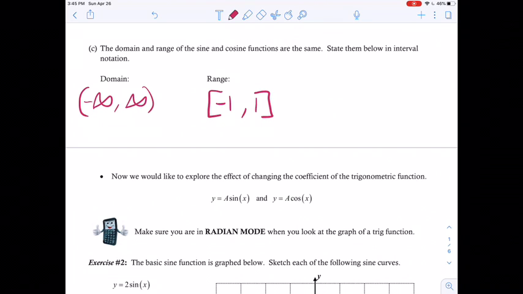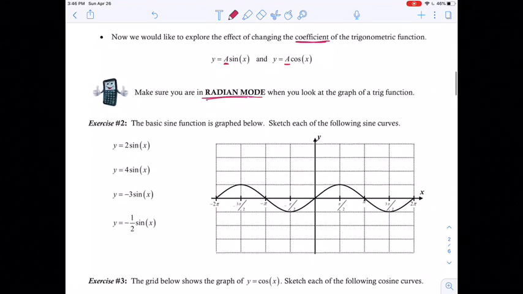Now we would like to explore the effect of changing the coefficient of the trig functions. So now we're going to be graphing trig functions where we're going to have a number in front. Let's see how that changes our graph. So again, make sure you're in radian mode, which you should be. And in exercise 2, the basic sine function is graphed below. Sketch each of the following sine curves.